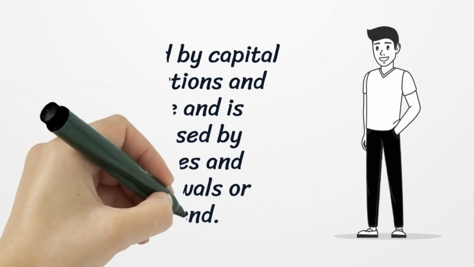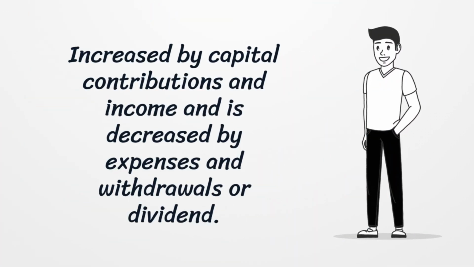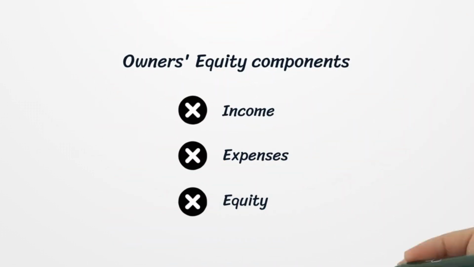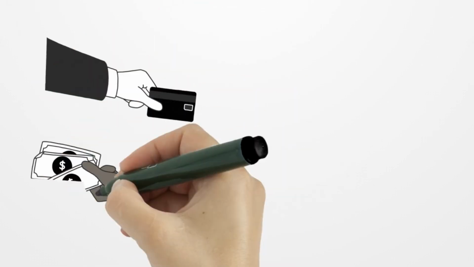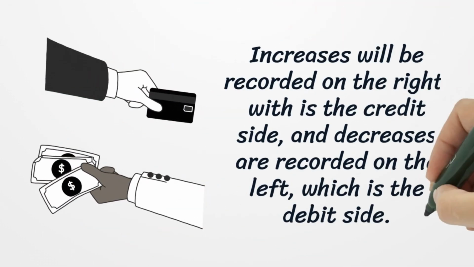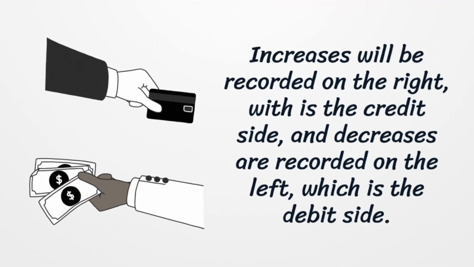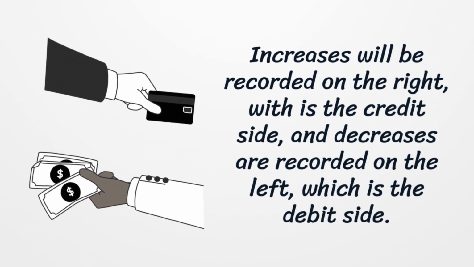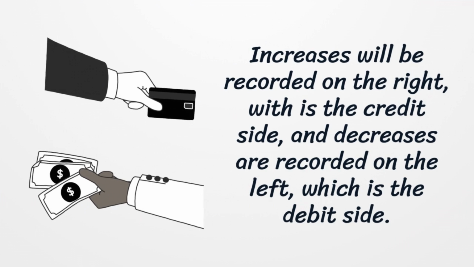So in summary, owner's equity is increased by capital contributions and income, and is decreased by expenses and withdrawals, or dividend. Capital contributions and withdrawals are components of owner's equity, which falls under equity. The accounting rule for these is that increases will be recorded on the right, which is the credit side, and decreases are recorded on the left, which is the debit side.